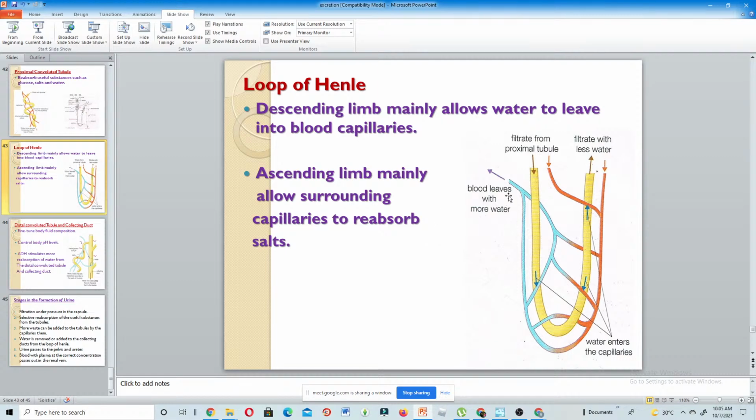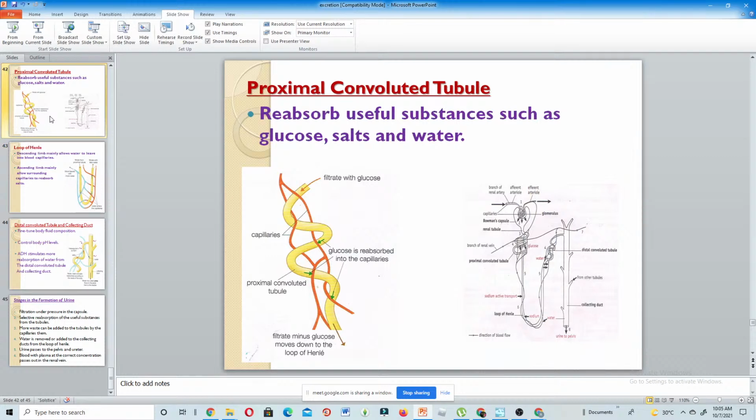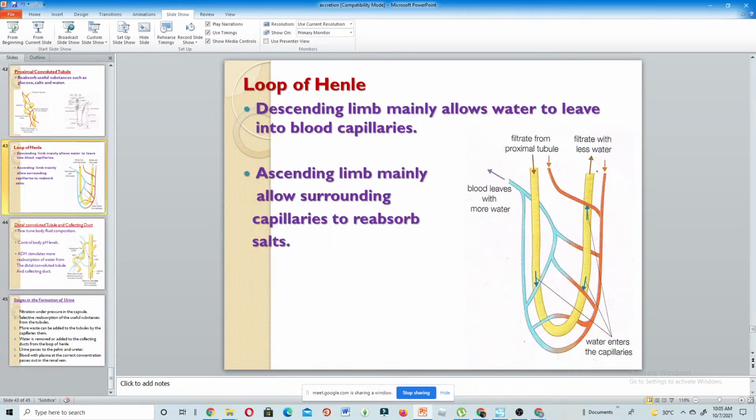Alright, so in terms of reabsorption so far, we would have looked at the proximal convoluted tubule, where we said three substances are reabsorbed: all glucose, some salt, and some water. As for the loop of Henle, we have some water absorbed in the descending end, and some salt reabsorbed in the ascending end of it.